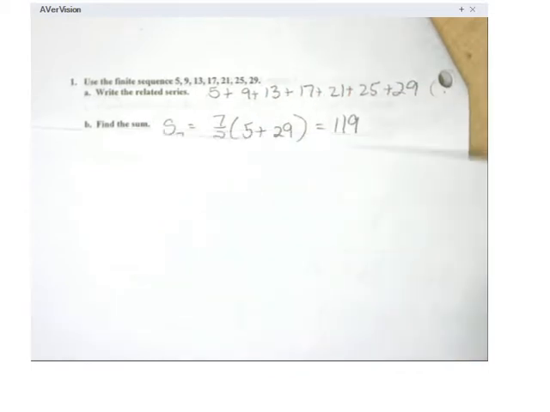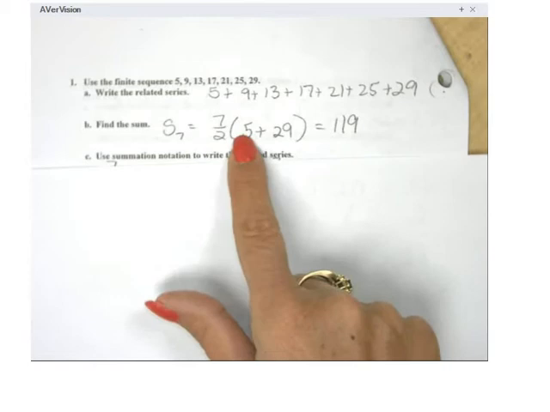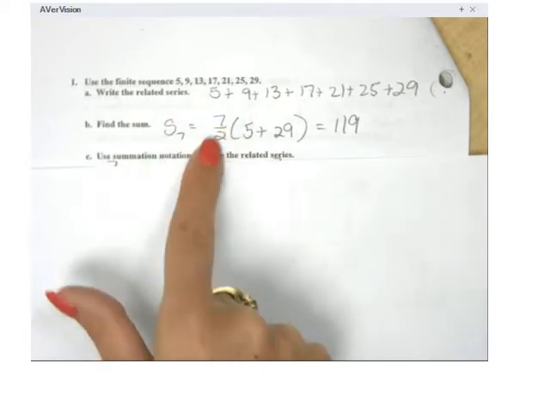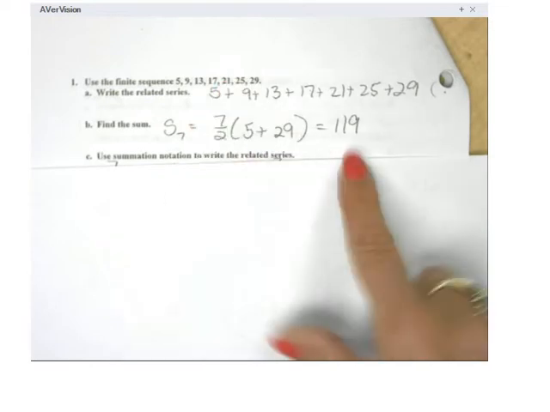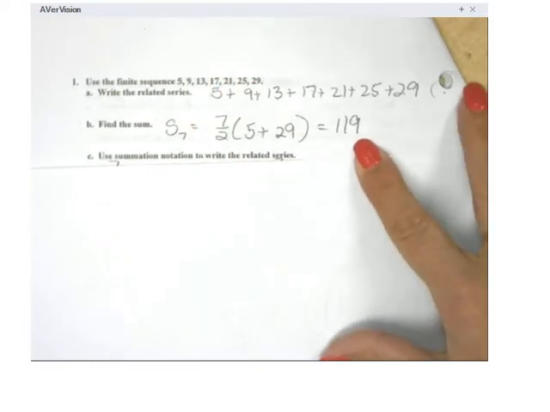But if it's arithmetic, it's really nice to add up. First plus last times n over 2. And so that will add up to 119.